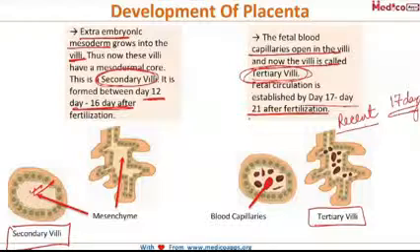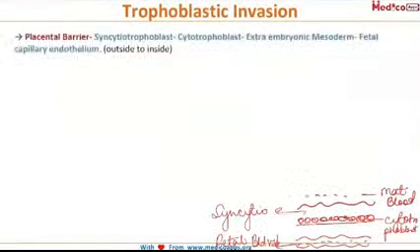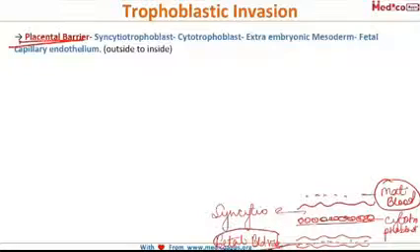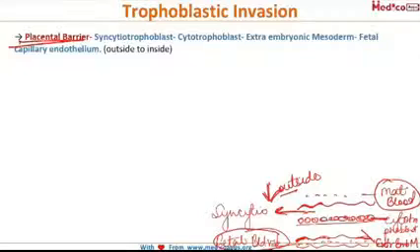Now, the next thing that we are going to talk of is the placental barrier. What is this? The layer separating the maternal blood from the fetal blood is called the placental barrier. Now, what are the layers of this placental barrier from outside to inside? They are the outer syncytiotrophoblast, next to it the cytotrophoblastic cell layer, then the extra embryonic mesoderm, and then the endothelial lining of the fetal blood vessel. This is the layer which separates the maternal blood present here from the fetal blood.